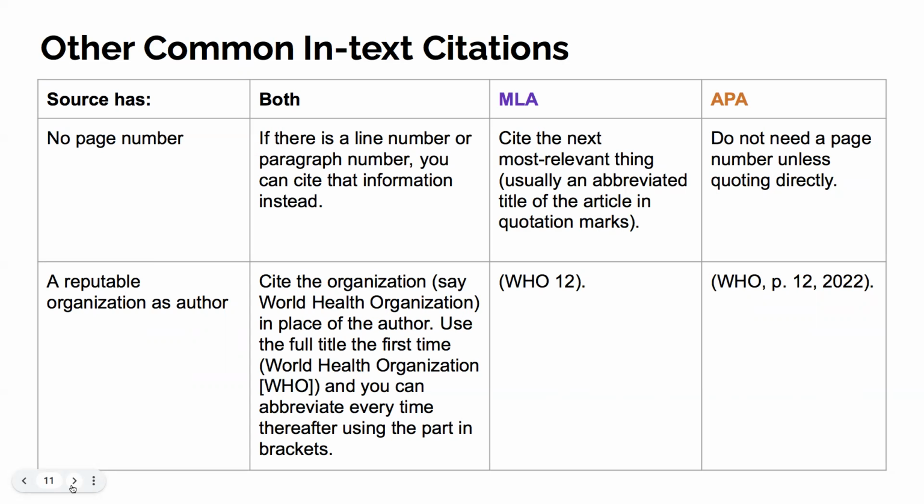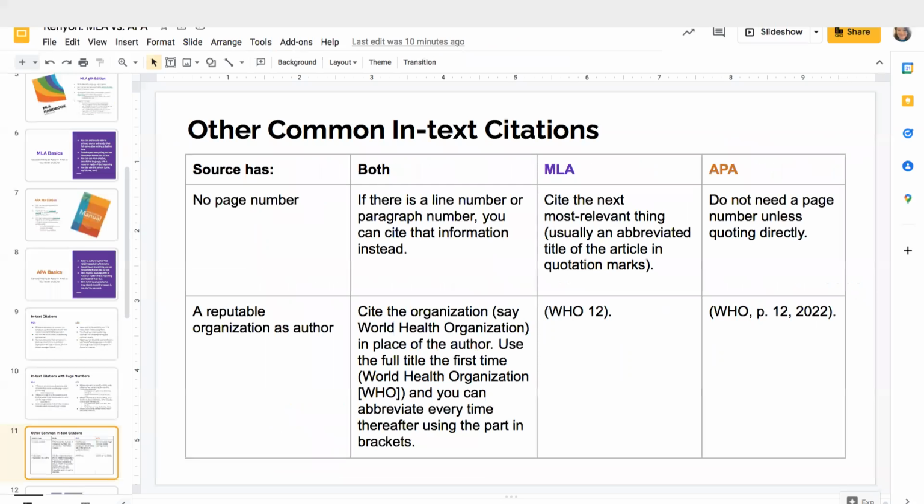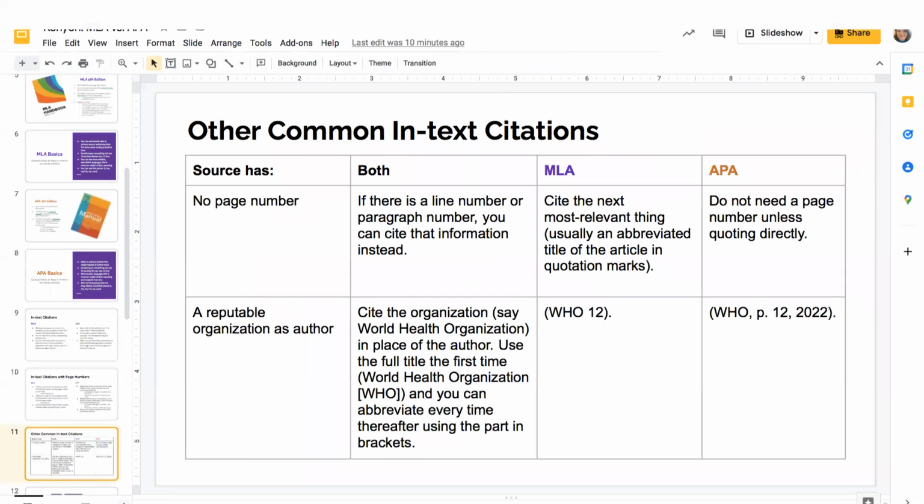Another thing that you'll see sometimes is a source has a reputable organization as an author, so you should cite the organization in place of the author. For example, World Health Organization. The first time you want to use the full title, which is World Health Organization, but every time after that you could just use WHO. So in MLA, for example, WHO 12. In APA, WHO, and actually that's backwards, hang on, I'll fix it right now. It should be WHO 2022, page 12, if it's a direct quote only.